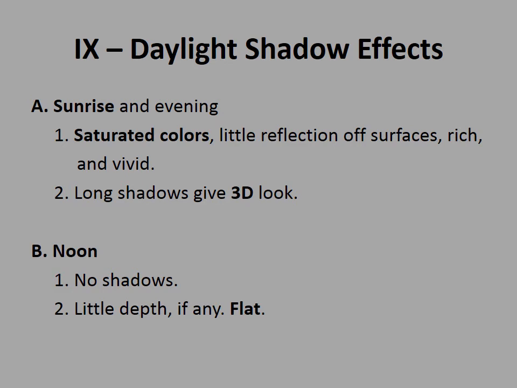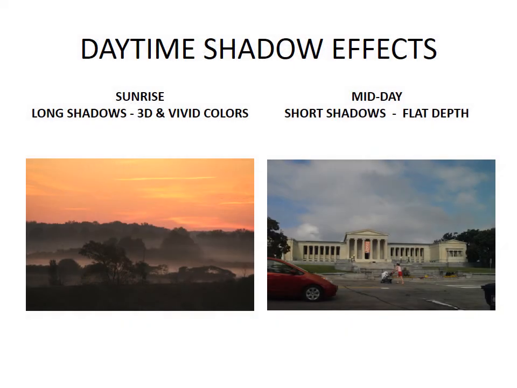Here we see some examples. Sunrise, we have long shadows. We have saturated colors. Midday, we have short shadows, flat, depth of field, good for shooting buildings.